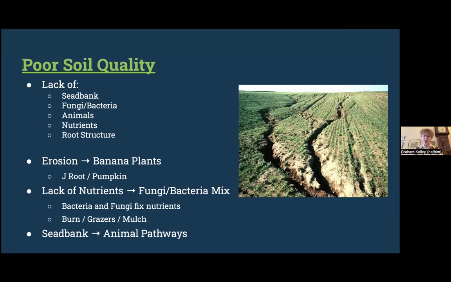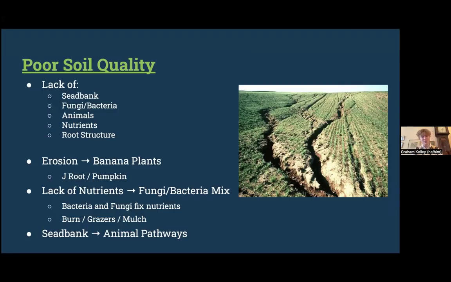Lastly, we have root structures. There's no trees here. This is a slanted cinder cone with a really bad slope that makes it so that there's no roots solidifying the soil. It's subject to erosion. And you're going to see, as my first point for erosion, at least, we have the banana plant.